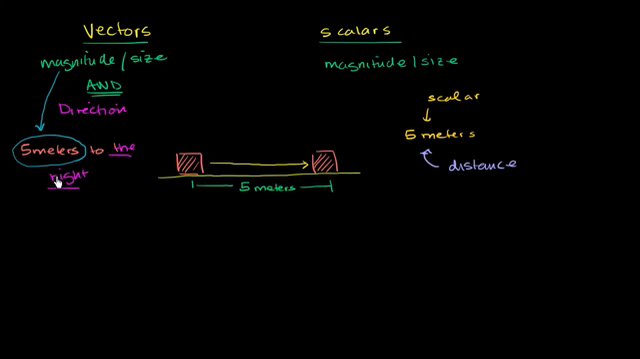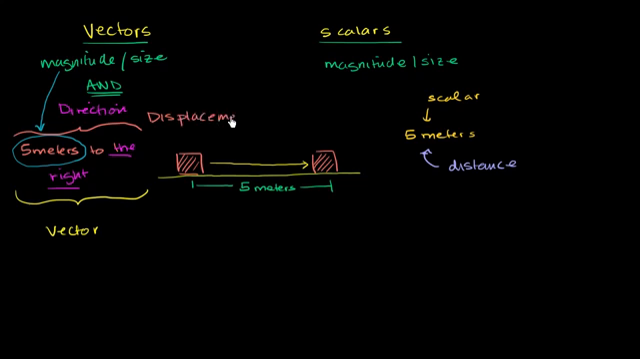So what I've just described to you right here is a vector quantity. So all of this business right over here, this is a vector. And when you talk about the movement, the change in position, and you give its direction, the vector version of distance, I guess you could call it, is displacement. So this right here is displacement.